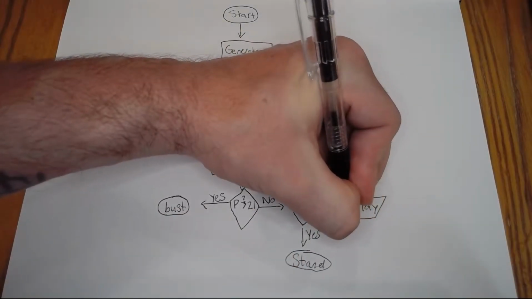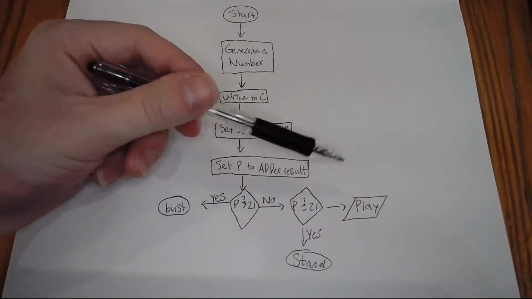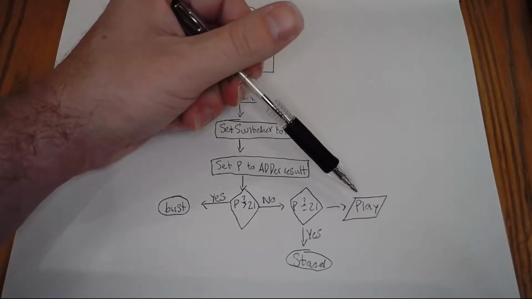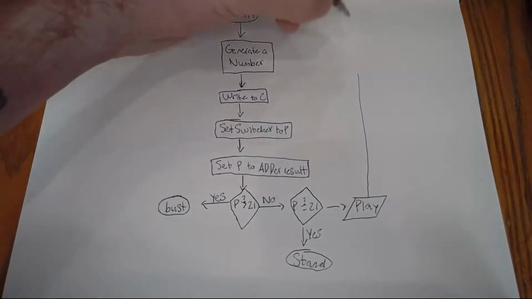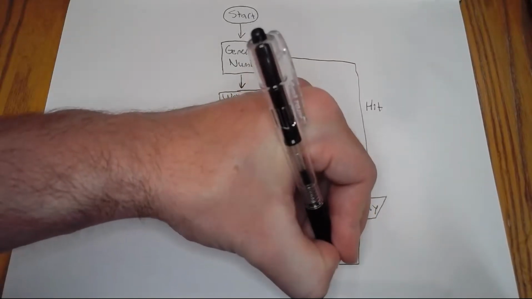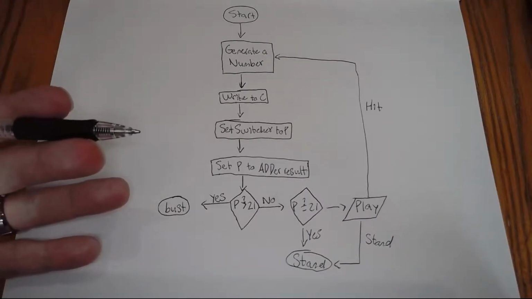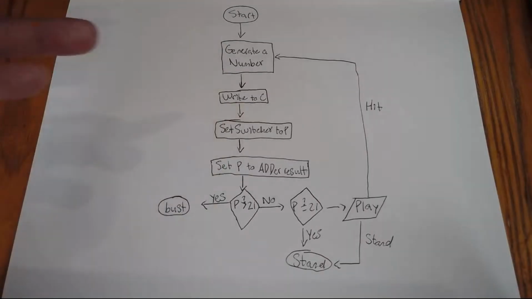Otherwise, if we're not greater than 21, we're not equal to 21, then that means we're less than 21, and we'll let the player make the decision. This shape means you are waiting for some input. If the player chooses to hit, then we go back here, and if they choose stand, then obviously we go here. And that's it. That's the flowchart for drawing a card for the player. This is how the general loop of the game works.